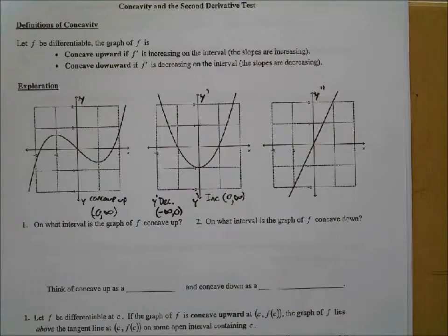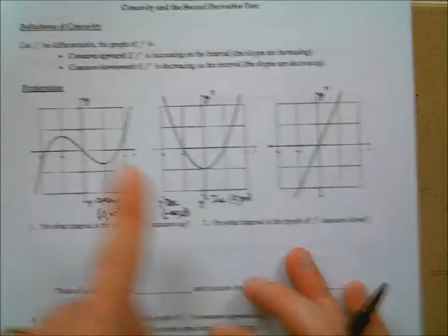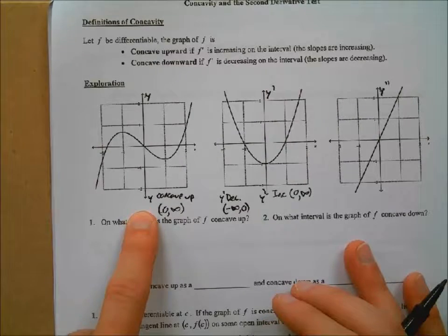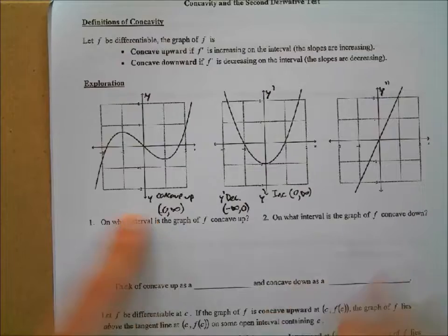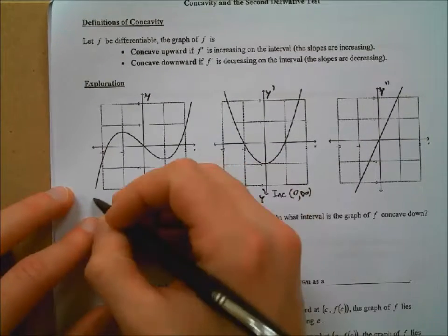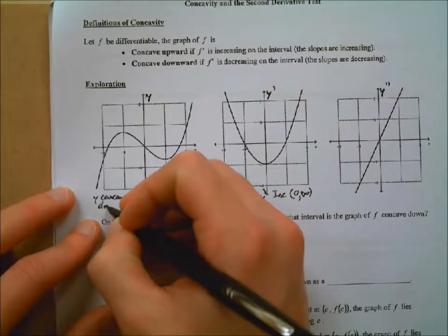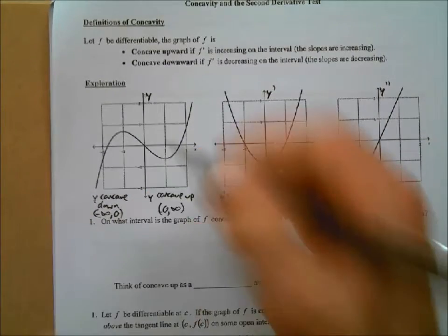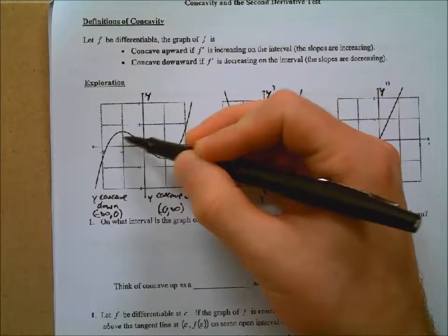Okay? Since y prime is decreasing on this interval, then we can say that our original function y is concave downward for what interval? Negative infinity to 0. Okay? So y is concave down from negative infinity to 0. So this behavior right here, concave down behavior.